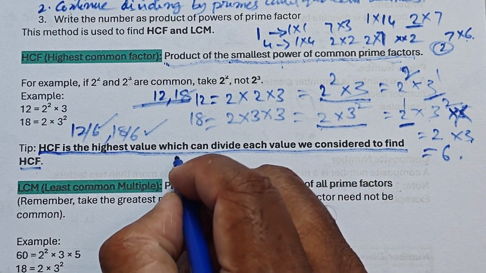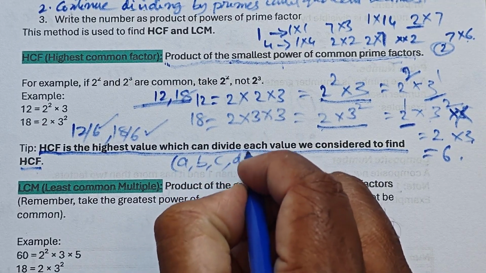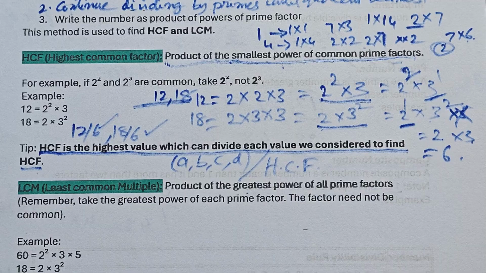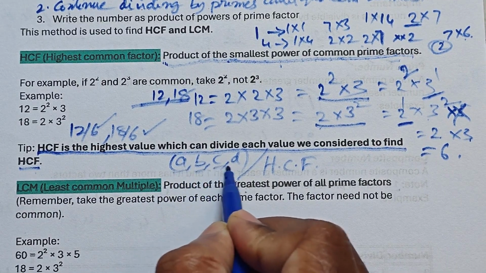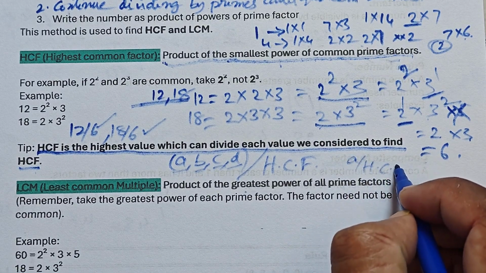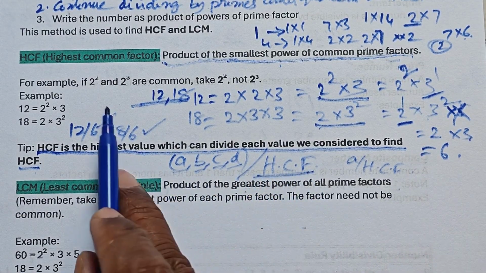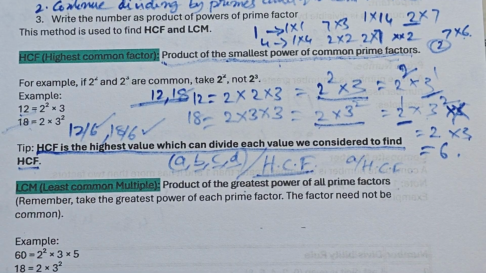So remember this. Suppose A, B, C, D, 4 numbers are given to you. HCF will always be in the denominator, which can divide each value independently. That means A by HCF is possible, B by HCF is possible, C by HCF is possible, D by HCF is possible. Not the other way around. That means not like HCF by A, not like HCF by B. No. HCF will always be in the denominator, which can divide each input value. When it comes to the LCM, we will see it slightly different. So if the HCF concept is clear, we will proceed to the next one.